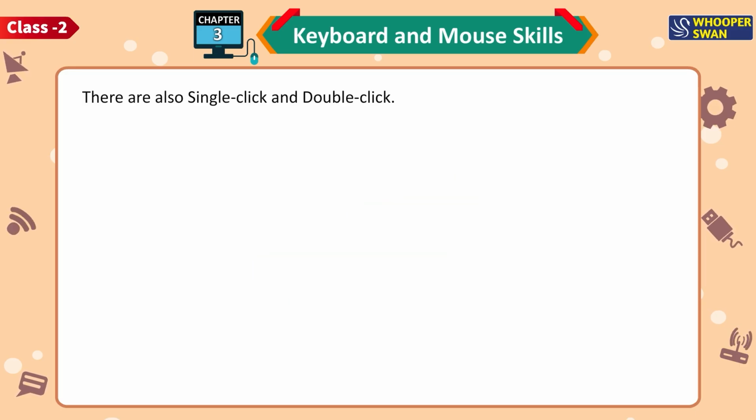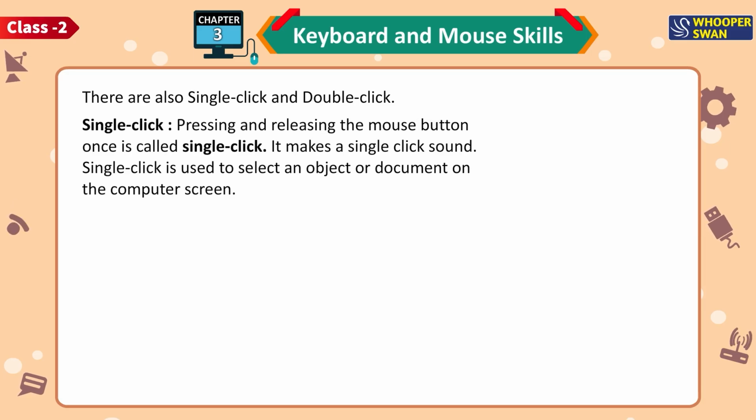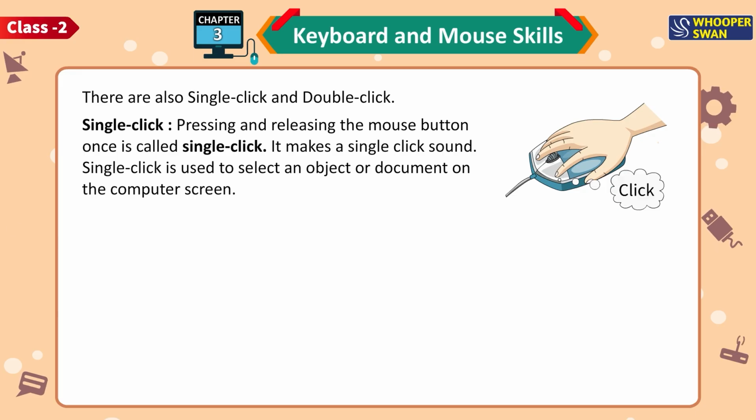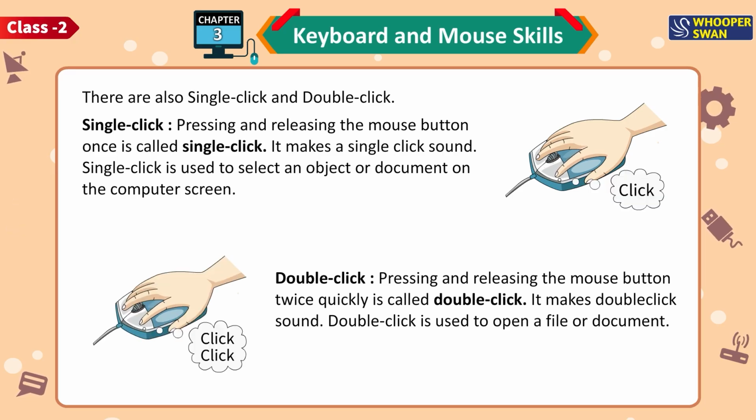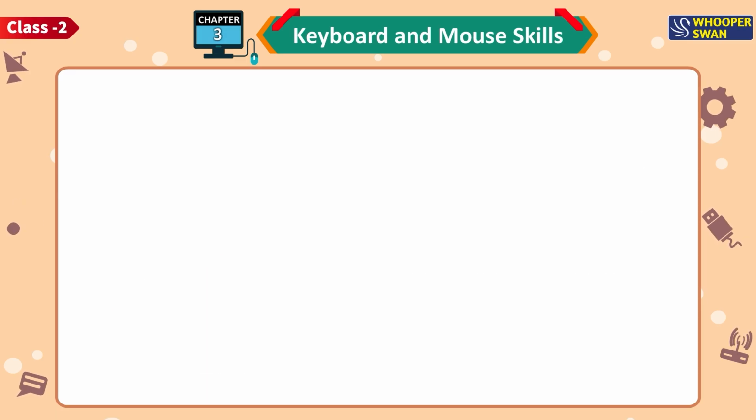There are also single click and double click. Single click: pressing and releasing the mouse button once is called single click. It makes a single click sound. Single click is used to select an object or document on the computer screen. Double click: pressing and releasing the mouse button twice quickly is called double click. It makes a double click sound. Double click is used to open a file or document.